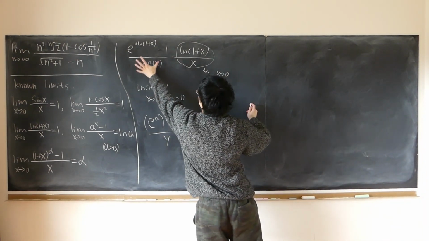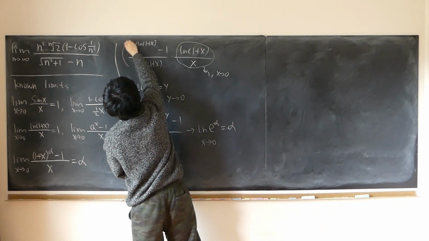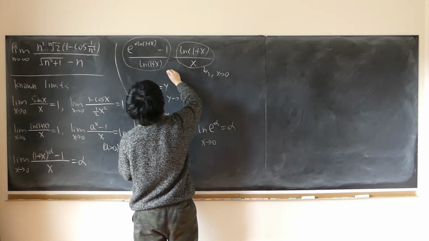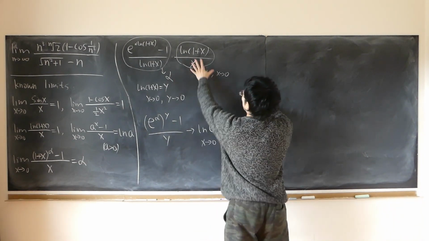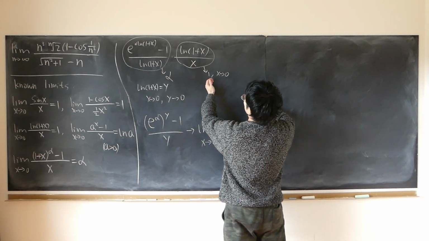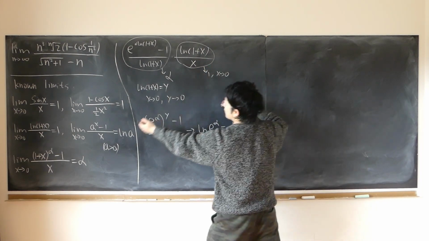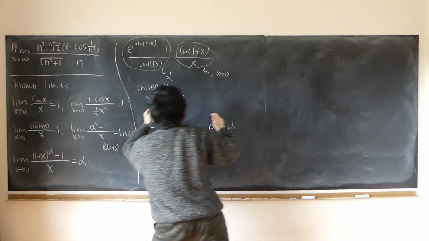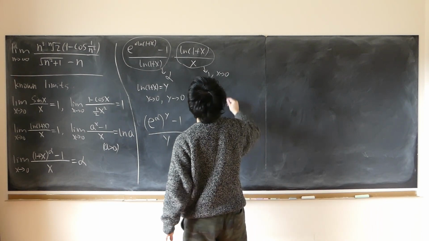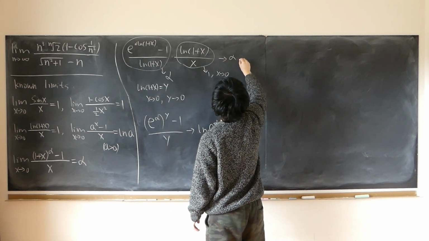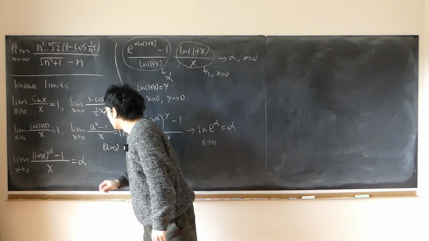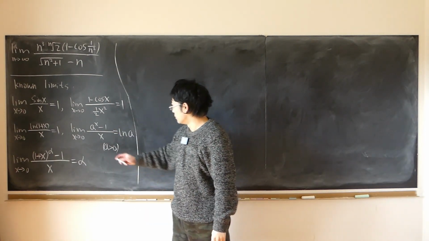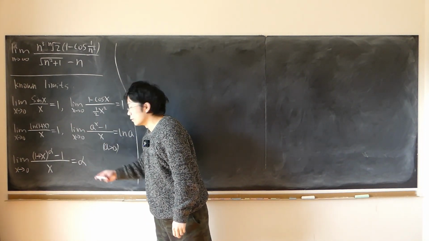So this approaches alpha, while this approaches 1, right? Log of 1 plus x over x approaches 1. So alpha times 1, still alpha. Right? Still alpha as x approaches 0. So I'm done with this one. So I'm done proving all of those limits.